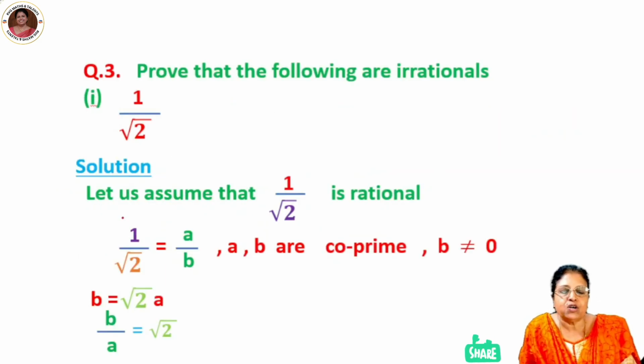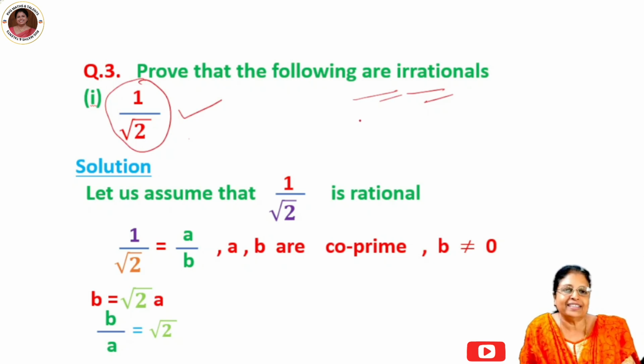Then question number 3. Prove that the following are irrational. First one is 1 upon root 2. So we have to prove that 1 upon root 2 is irrational. We are following the same method. That means let us assume 1 upon root 2 is rational. So 1 upon root 2 is a upon b. Here a and b are integers. They are co-prime and b is not equal to 0.